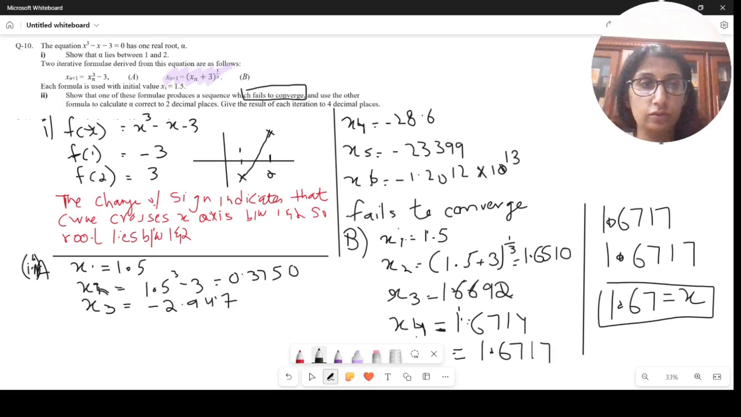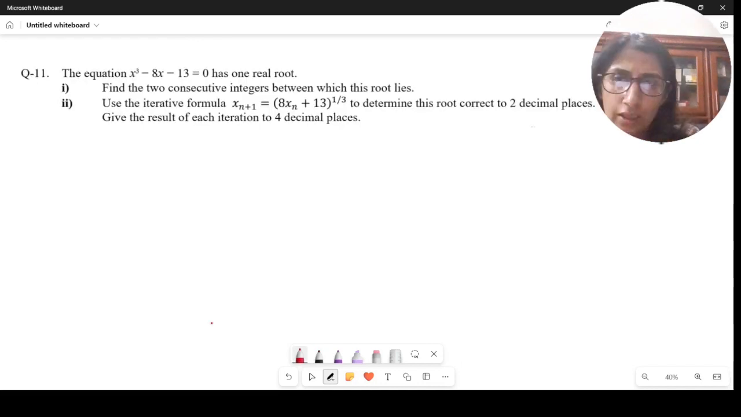Question number 11. The equation x cubed minus 8x minus 13 equals 0 has one real root. Find the two consecutive integers between which the root lies. अच्छा, usually ये question होता है कि वो कहते हैं कि show that root lies between 1 and 2. तो आप दिखा देते हो कि f1 का आंसर पॉजिटिव है और f2 का आंसर नेगेटिव है, so the root lies between 1 and 2. अब इस क्वेश्चन में आपको कोई इक्वेशन नहीं दी हुई, कोई वैल्यूज नहीं दी हुई जिसके बीच में आपको वेरीफाई करना है कि रूट इसके और इसके बीच में लाई करता है.